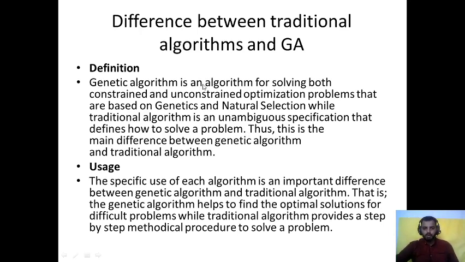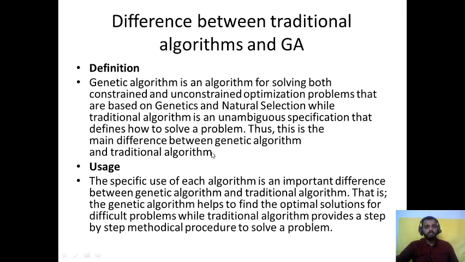Genetic algorithm is an algorithm for solving both constrained and unconstrained optimization problems that are based on genetics and natural selection, while the traditional algorithm is an unambiguous specification that defines how to solve a problem. A genetic algorithm handles both unconstrained and constrained problems, but a traditional algorithm is resolved only with unambiguous specifications. Thus, this is the main difference between genetic algorithm and traditional algorithm.